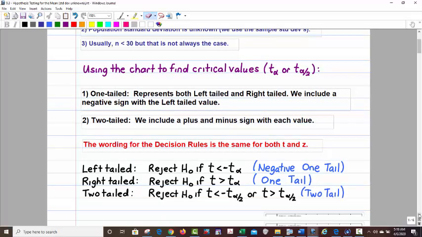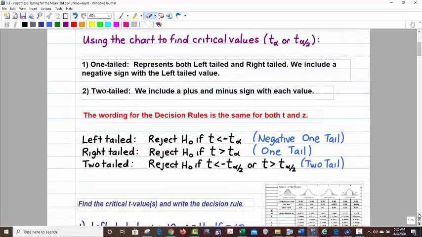And the wording for the decision rules is the same for both t and z. If it's left-tailed, you're going to reject the null if t is less than the negative t critical value. Right-tailed, you're going to reject the H0 if t is greater than the positive critical value. And two-tailed, you're going to reject the H0 if t is less than the negative or if t is greater than the positive. Now, one thing I want to mention about the t-distribution is we're pretty much going to work with the decision rules for this.